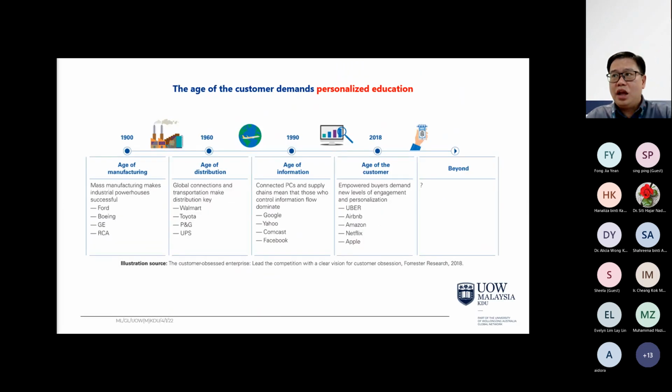Okay? Age of customer demands personalized education. So what we see now and beyond is that a lot of our customers want education that is personalized to them. Personalized education means choosing things which meet their demand, which meet their wants. Okay, so this is where if you look into things such as micro credentials, why is this thing called micro credentials so popular?